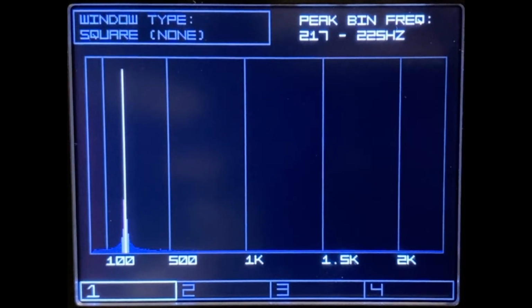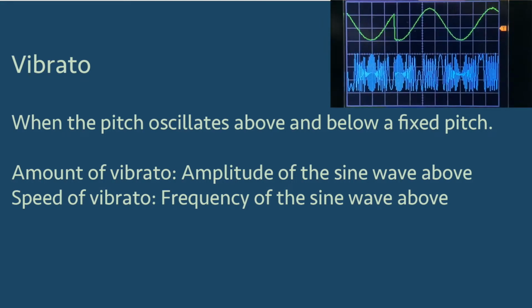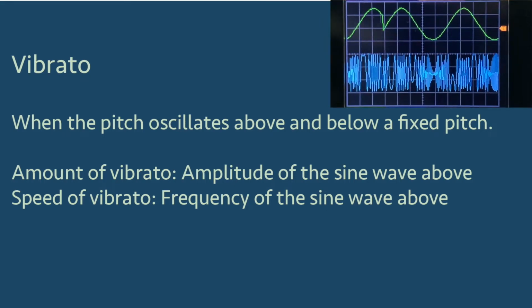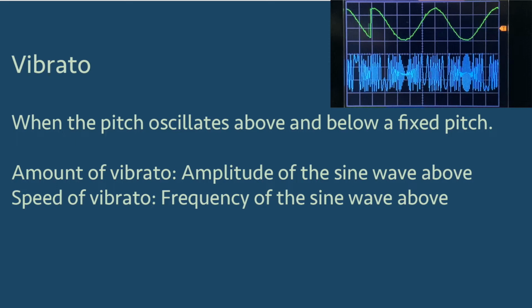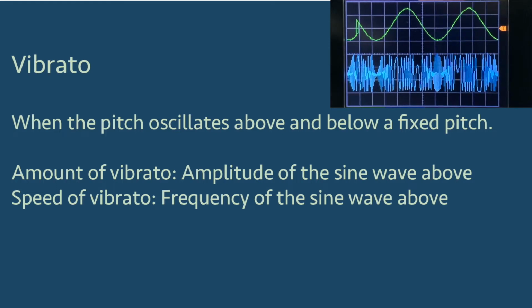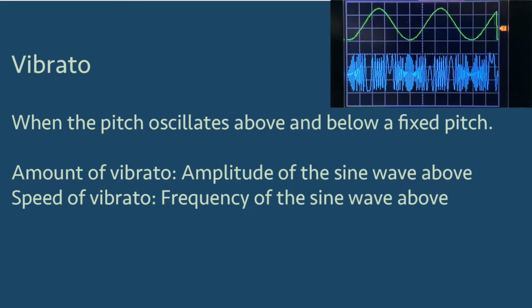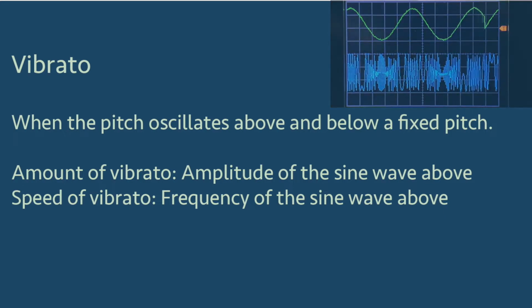You can see this represented as one bar in the frequency analyzer. Sine waves are great for adding vibrato to a sound by modulating the pitch. In this application, the modulating sine wave has a low frequency, and if the amplitude is changed, it increases or decreases the amount of modulation.